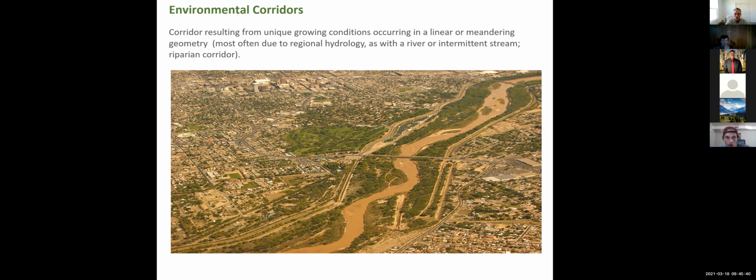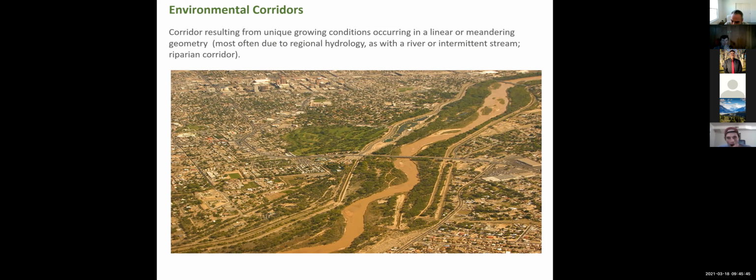Right. So in this photo, we see an example of a riparian corridor and the sort of much more lush plant life that you typically have associated with that, and it forms sort of a distinct contrast to the sort of suburban development that's going on around it.